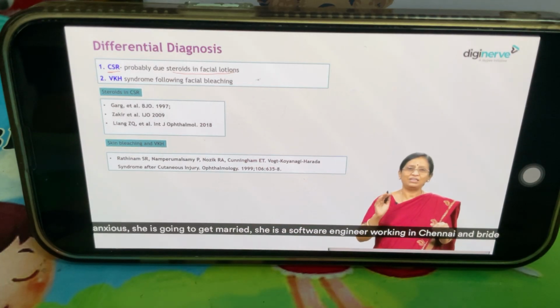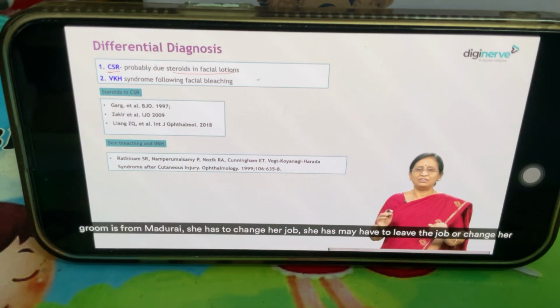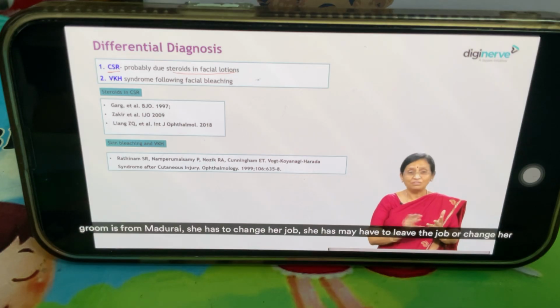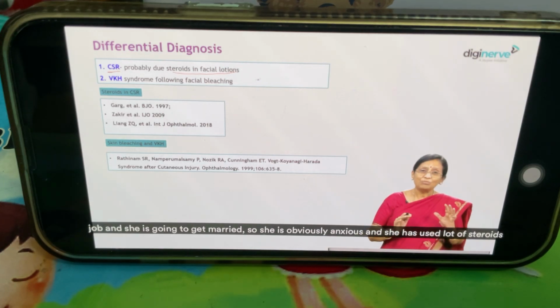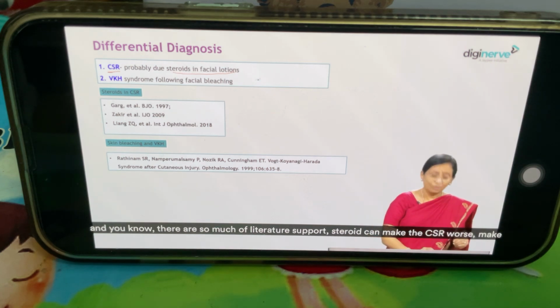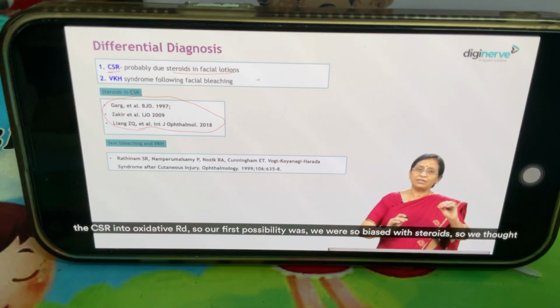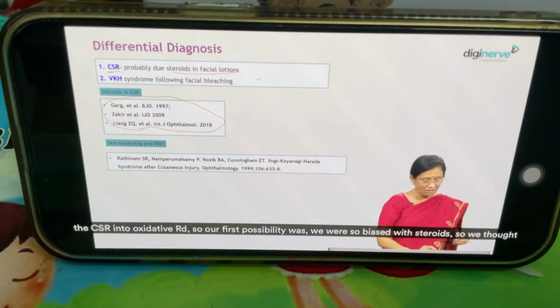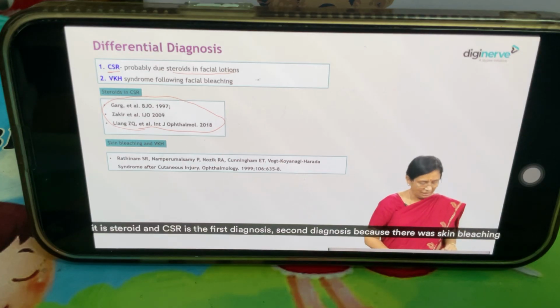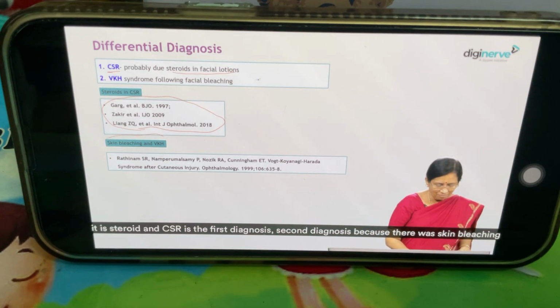She's a software engineer working in Chennai, and the bridegroom is from Madurai. She has to leave her job or change her job, and she's going to get married. So she's obviously anxious, and she has used a lot of steroids. There is so much literature support that steroid can make CSR worse, turning CSR into exudative RD. So we were biased with the steroid, and we thought steroid and CSR is the first diagnosis. Second diagnosis, because there was skin bleaching, VKH.